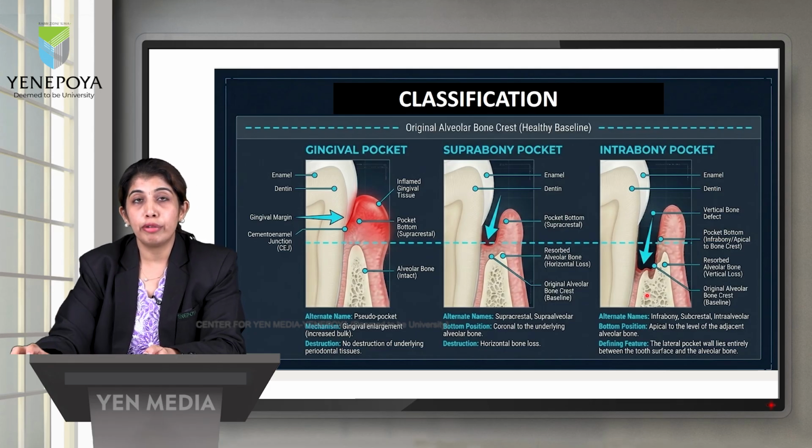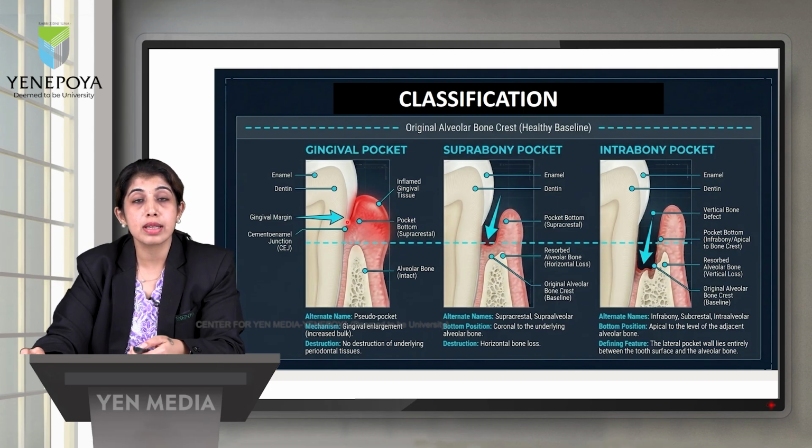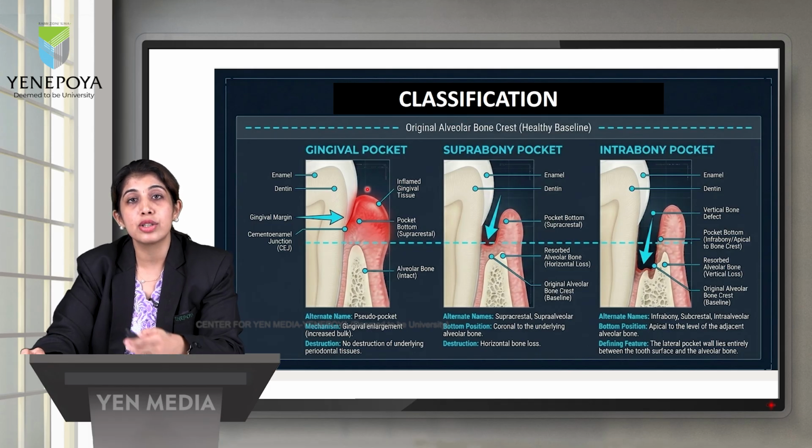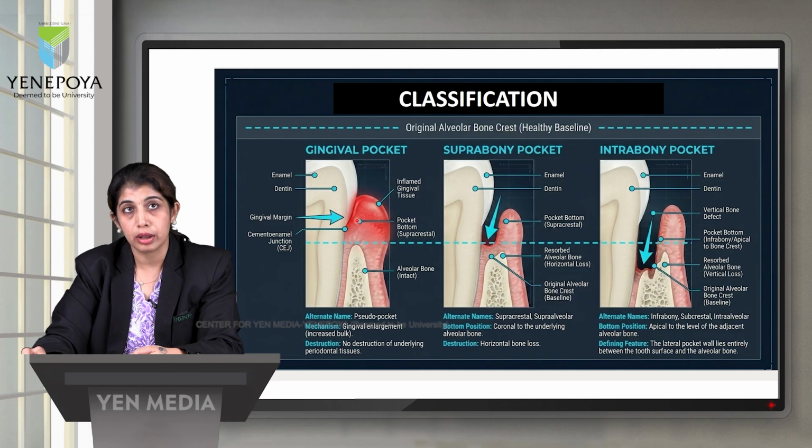Based on the level of your pocket base and the alveolar crest. The first one is your gingival pocket. It's also called a pseudo pocket. Why do we call it a pseudo pocket? Because there is no loss of attachment happening here. It's only the gingival margin that has shifted coronally, which leads to the depth. So this is not a true pocket, it is just a pseudo pocket or a gingival pocket.